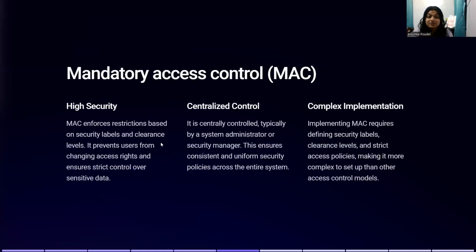Let's look into the mandatory access control, MAC. High security. MAC enforces restrictions based on security labels and clearance levels. It prevents users from changing access rights and ensures strict control over sensitive data. Centralized control. It is centrally controlled, typically by a system administrator or security manager. This ensures consistent and uniform security policies across the entire system. Complex implementation. Implementing MAC requires defining security labels, clearance levels, and strict access policies, making it more complex to set up than other access control models.